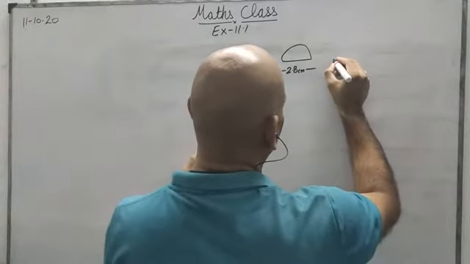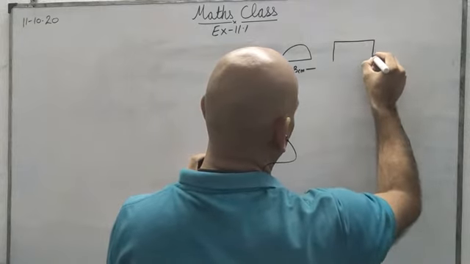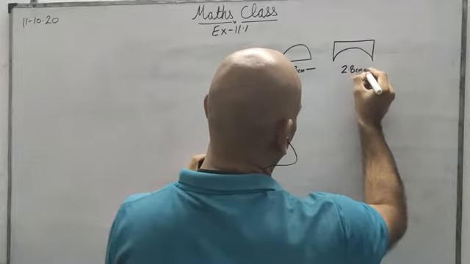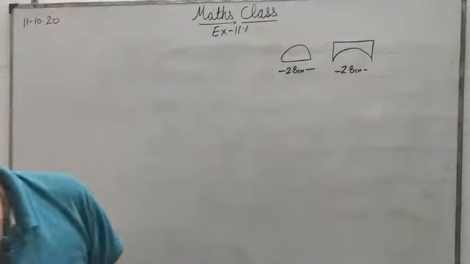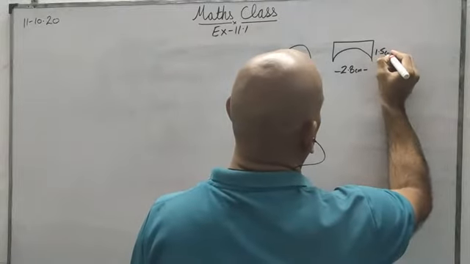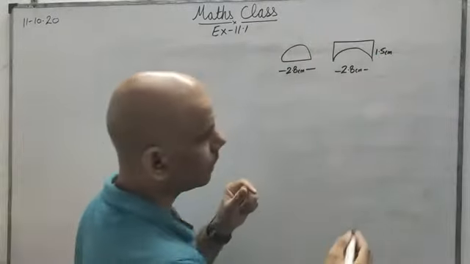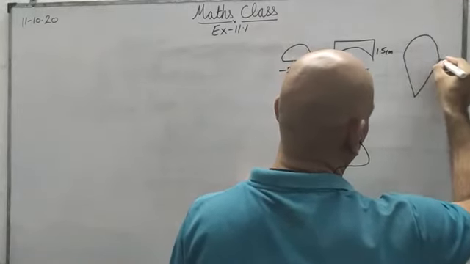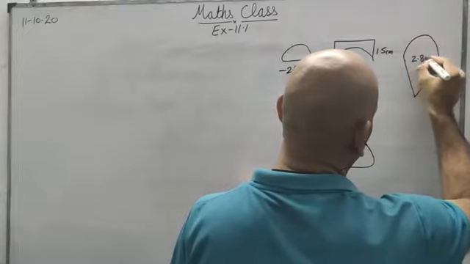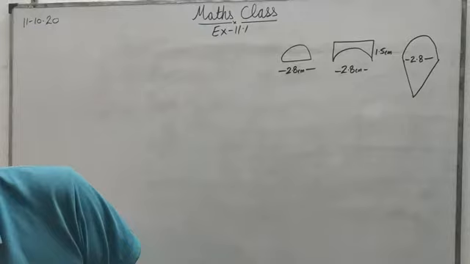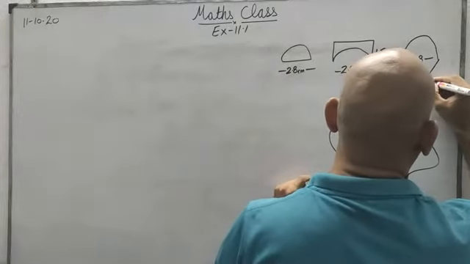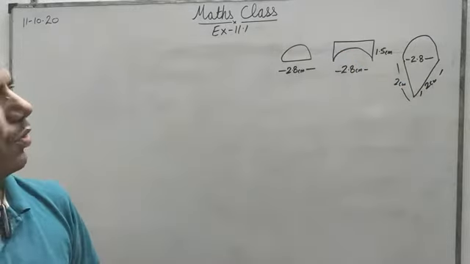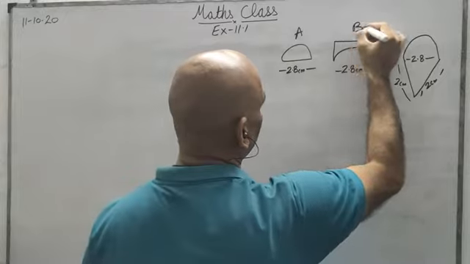The second piece is like this, and this is also 2.8. And what about the breadth? The breadth is 1.5. And the third piece is something like this. This is 2.8 and these are 2 centimeters. This is also 2 centimeter, and this is also 2 centimeter. So now you will have to find, let me name them A, B and C.